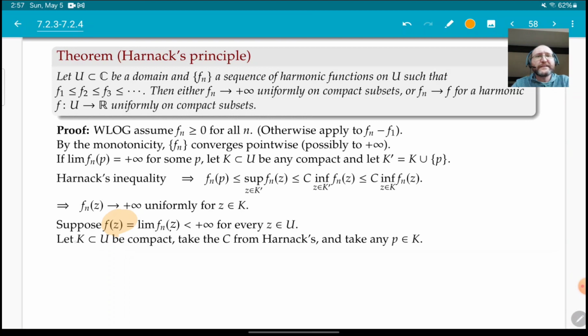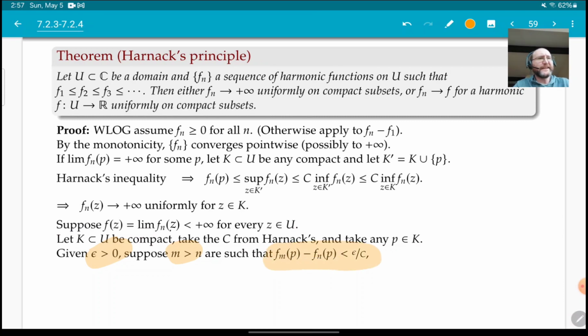So let's take a compact subset K of U and take this C from Harnack's for this K, and let's take any point p in K. And given epsilon, take M and N such that we have this. And I don't need the absolute values because M is bigger than N, and this is a monotone sequence, so this is always positive. And let's make it so that it's less than epsilon over C. We're basically using the fact that these are Cauchy sequences. We have convergence, and we're looking at p, so we're looking at the Cauchy at p. That's giving us our constants.